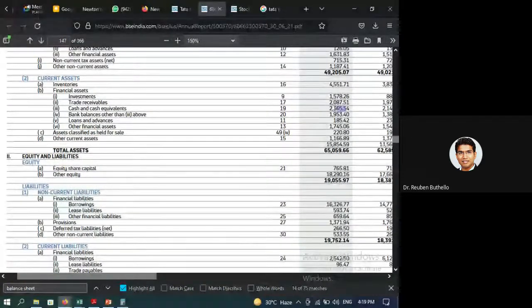2,300 was my trade receivables. Sorry, 2,000 was my trade receivables right here. And 8,000 is my trade payables. Now, this is usually the case in all automobile companies. You go to any automobile company, they don't give much credit.